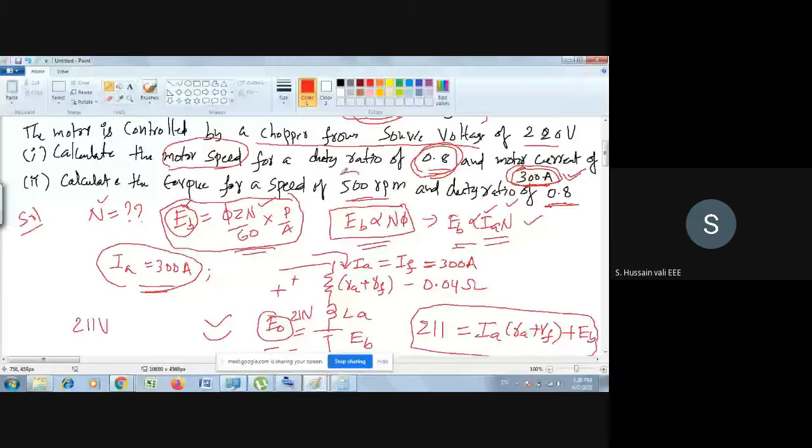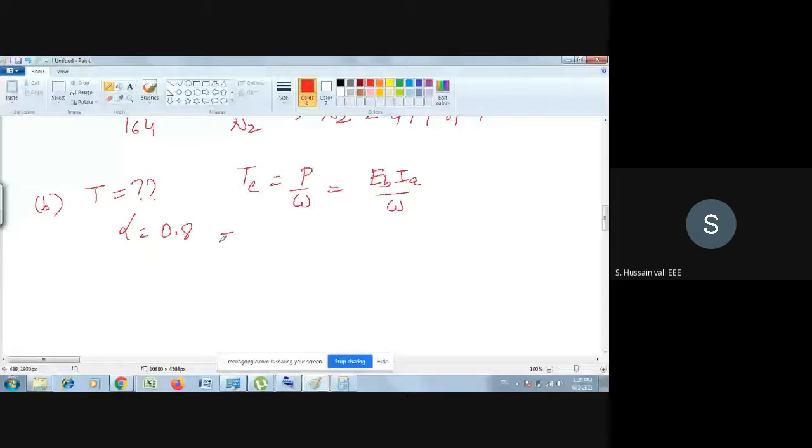The next one is this one, 0.8. So the duty ratio is 0.8, so for 0.8 duty ratio, alpha is equal to 0.8. Okay. So what is the answer? We got E naught. E naught is equal to alpha into EA, alpha into 220. So we got the same answer, 176 volts. So E naught we got the same.